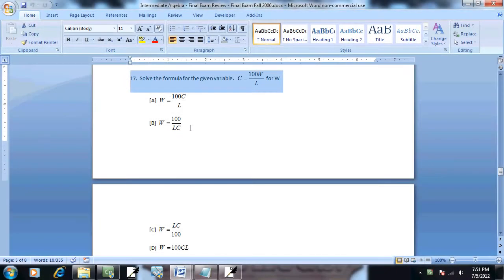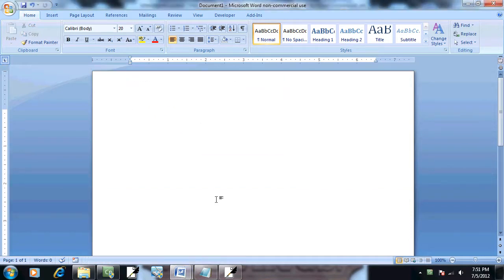Let's take a look at problem number 17. It says solve the formula for a given variable. So let's look at our steps on that. Solving a formula for a given variable.